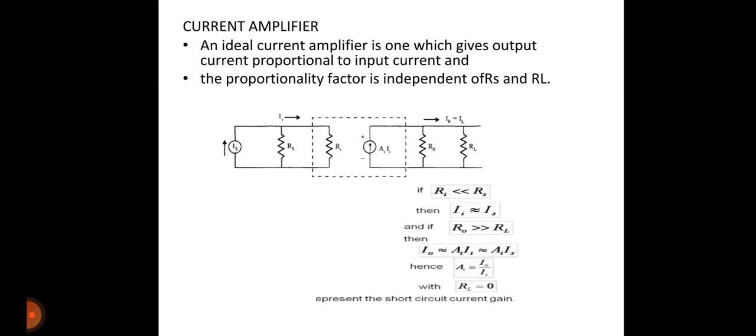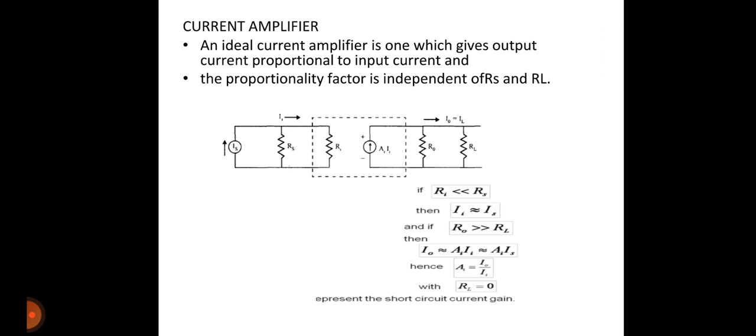An ideal current amplifier is one which gives output current proportional to input current, and the proportionality factor is independent of Rs and RL. As I explained in the previous slide, the proportionality factor does not depend upon the magnitude of source and load impedances. When do we say Ii will be equal to Is? When Rs is large, that is, Ri is very much lesser than Rs, we can ideally assume it as open circuit. Therefore Ii equal to Is.